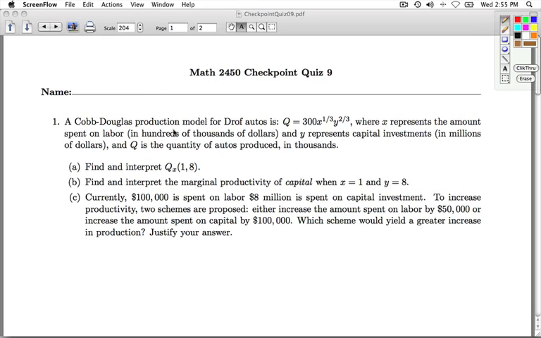We're given a Cobb-Douglas production model for an automobile manufacturer. Q represents the amount of autos produced in thousands, X represents the amount spent on labor in hundreds of thousands, and Y represents the capital investment in millions of dollars. So part A, we're asked to find and interpret Q_x at (1, 8).